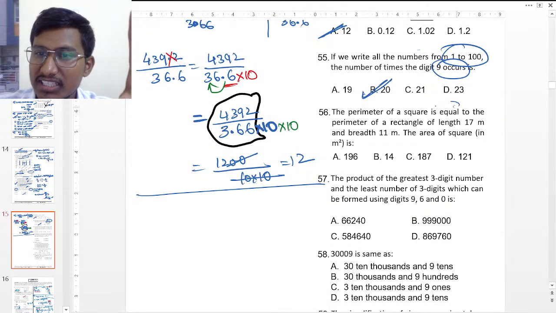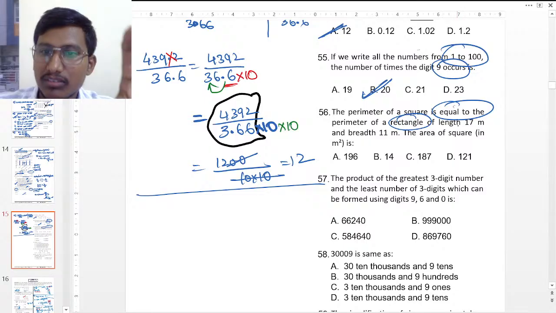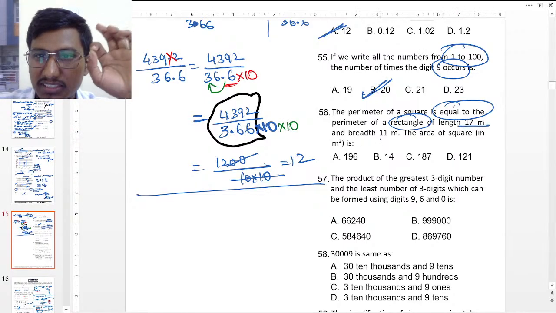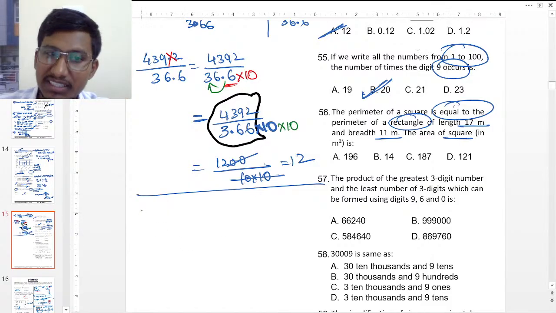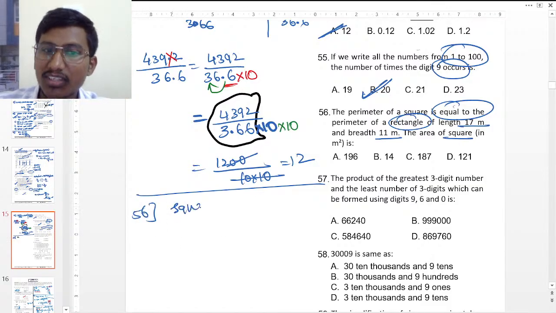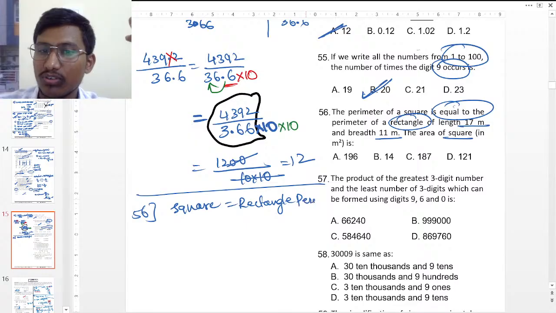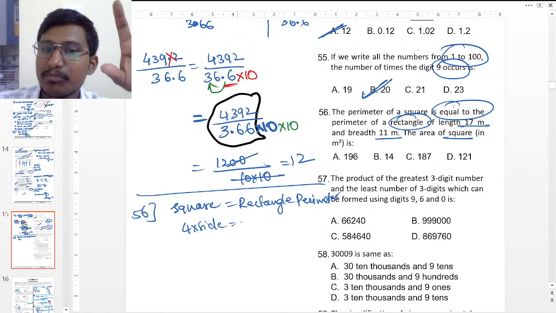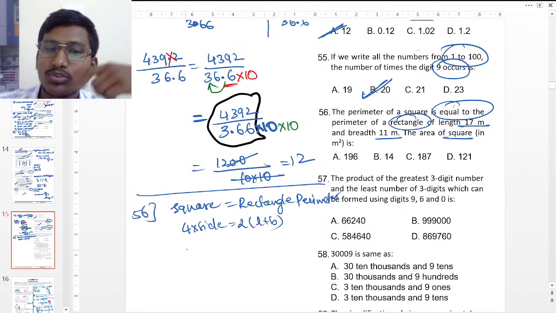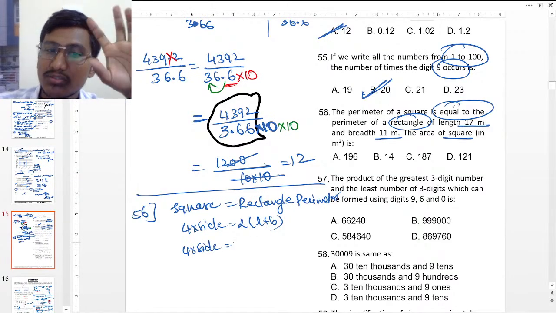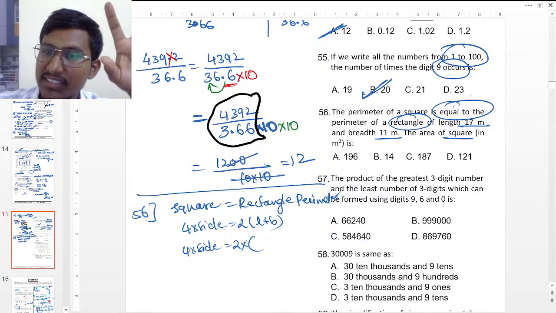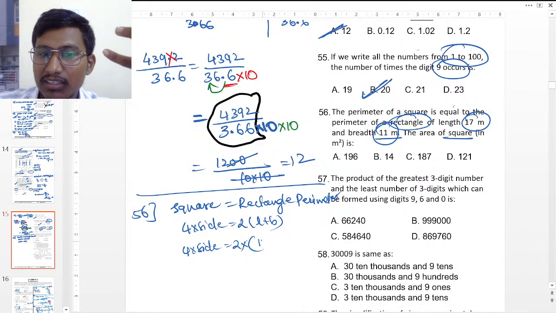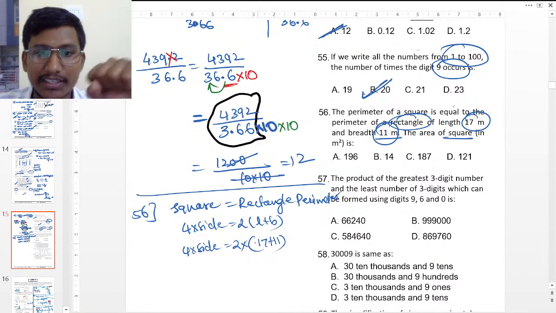The perimeter of a square is equal to the perimeter of the rectangle of length 17 meter and breadth 11 meter. Find the area of the square. So the square perimeter and rectangle perimeter are equal. Square perimeter is 4 into side, and rectangle perimeter is 2 into length plus breadth. So 4 into side is equal to 2 into, length is given as 17 and breadth is 11. So 17 plus 11 will be 28. 28 into 2 is 56.